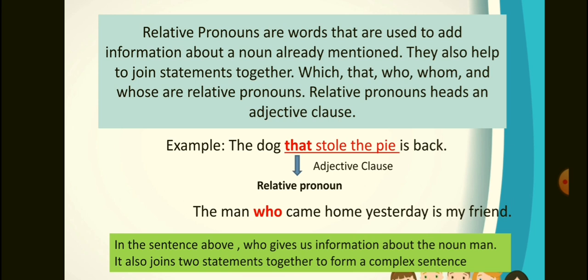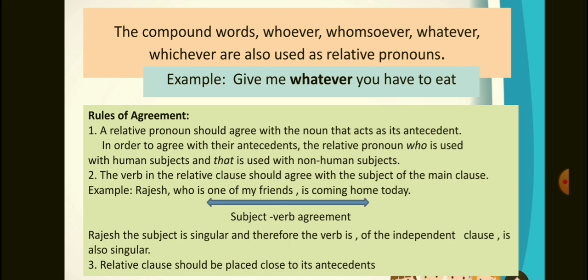The man who came home yesterday is my friend. So here who is also a relative pronoun. So in the sentence above, who gives us information about the noun man. It also joins two statements together to form a complex sentence. The compound words whoever, whomsoever, whatever, whichever are also used as relative pronouns. For example, give me whatever you have to eat.